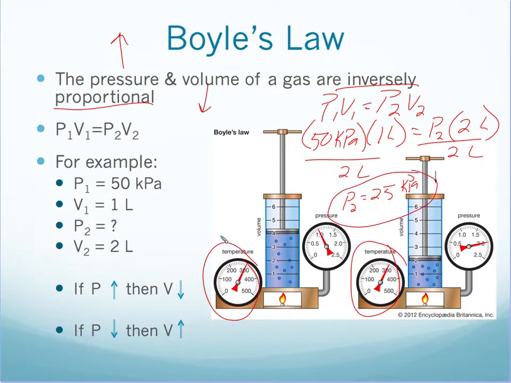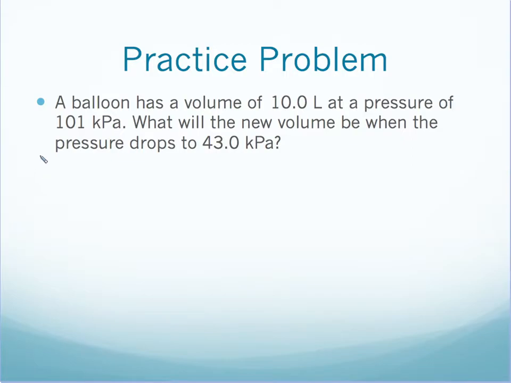This is how Boyle's law works. So the volume went up, which means the pressure went down. One goes up, the other has to go down. Here's another practice question. A balloon has a volume of 10 liters at a pressure of 101 kilopascals. So I have V1 equals 10.0 liters. I have P1 equals 101 kilopascals. What is the new volume when the pressure drops to 43 kilopascals?